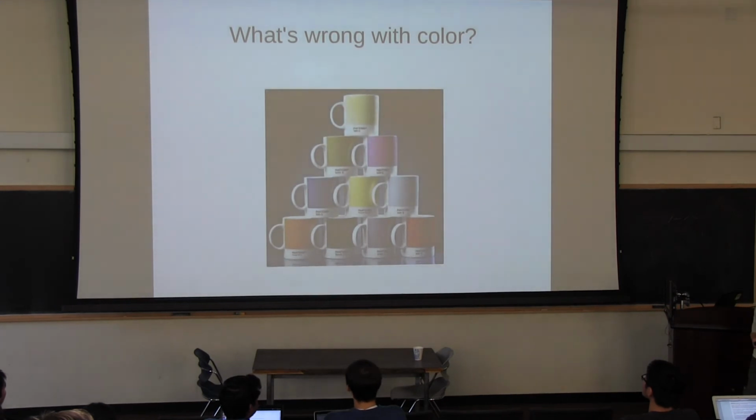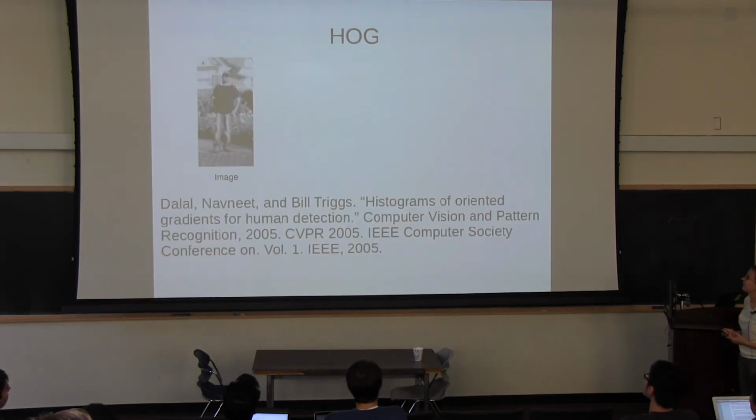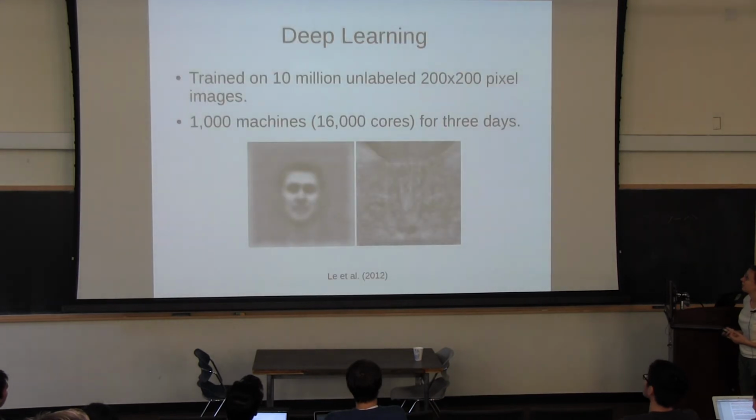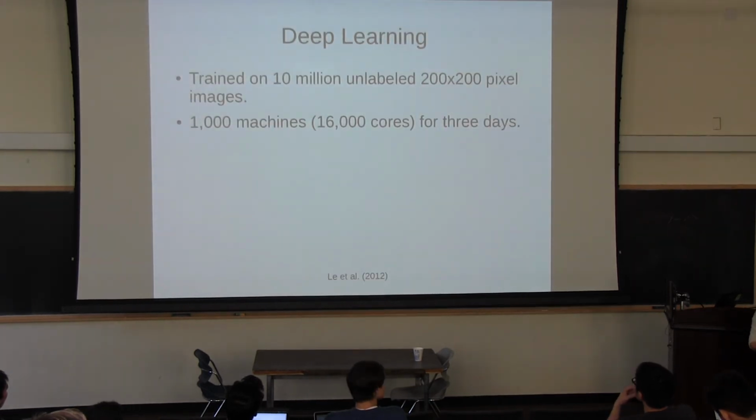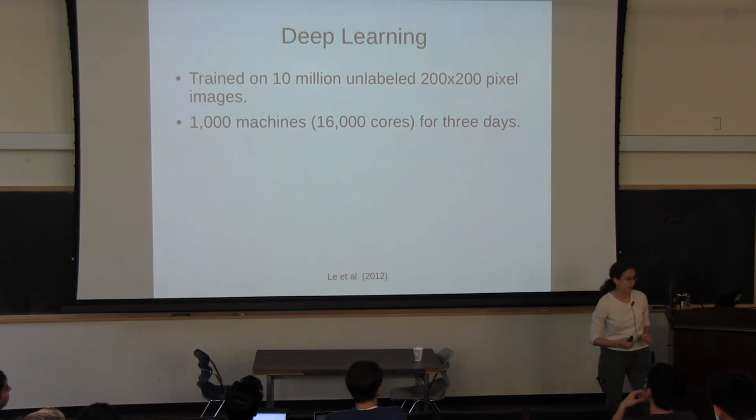So one of the promises of deep learning was, well, we don't want to do all this labeling. We just want to give our algorithm lots and lots of pictures, unlabeled. We're just going to download pictures from the internet. And this was done at Google.